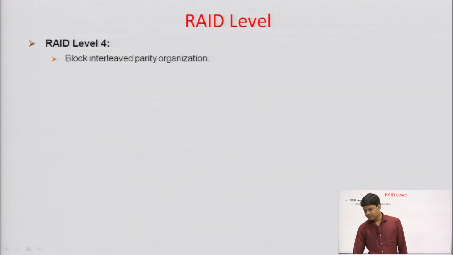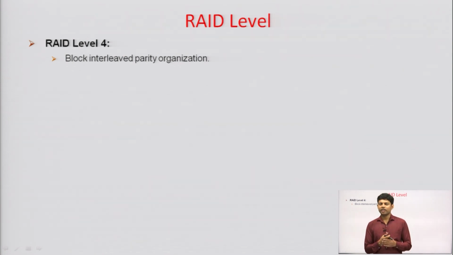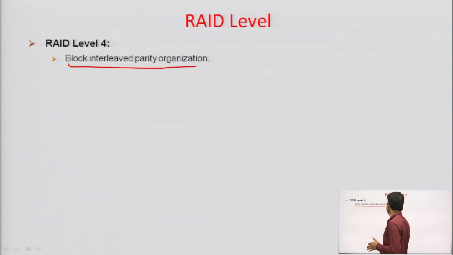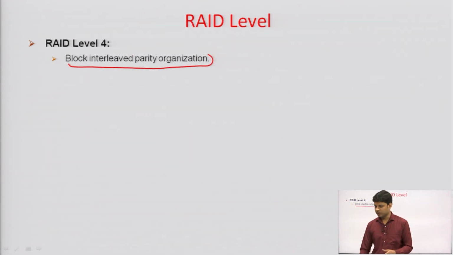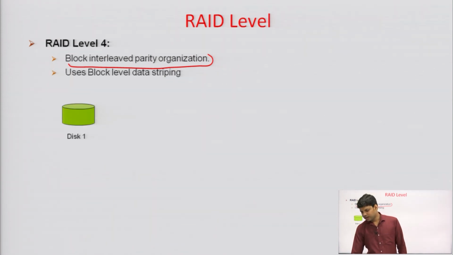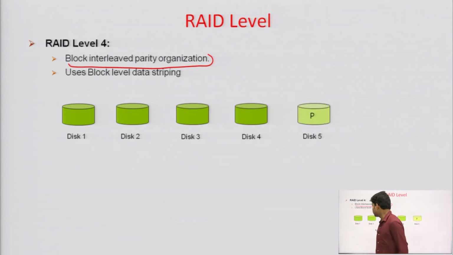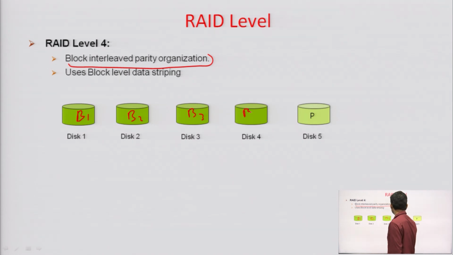Now, what is RAID level 4? It is similar to RAID level 3, but instead of using byte level, we are using block interleaved parity organization, which means we are using block level striping.